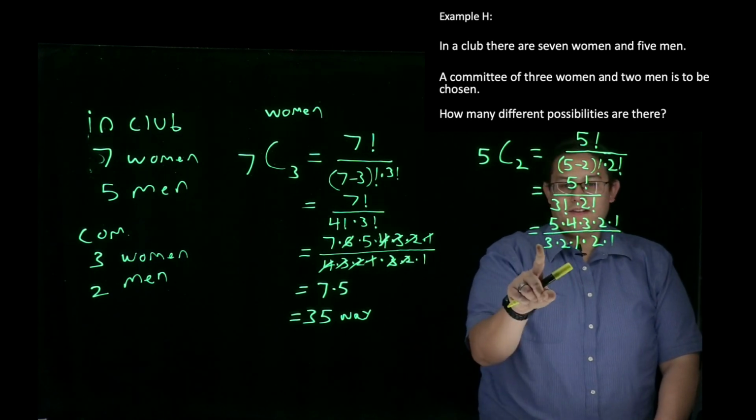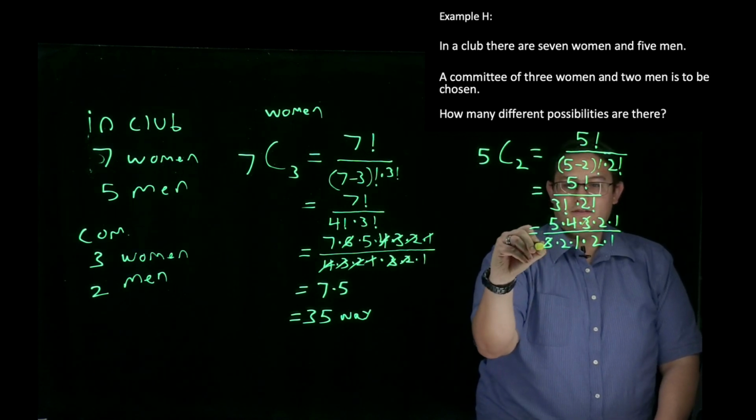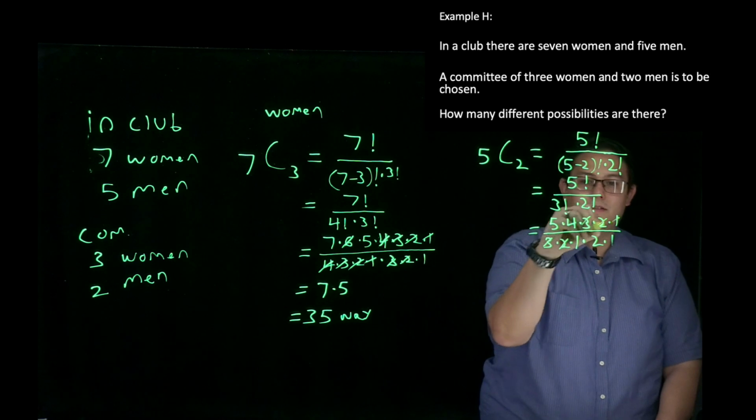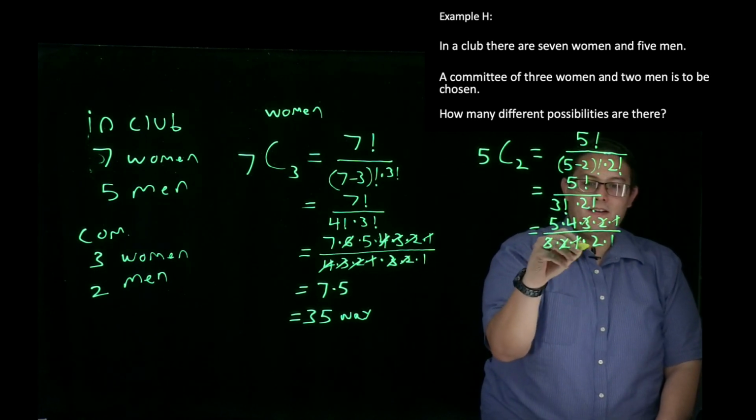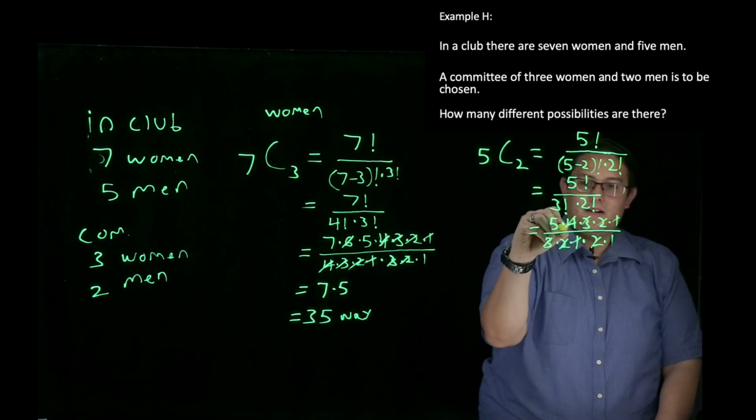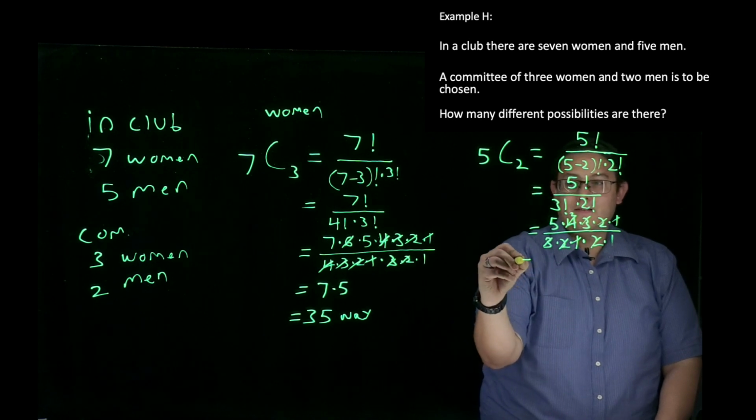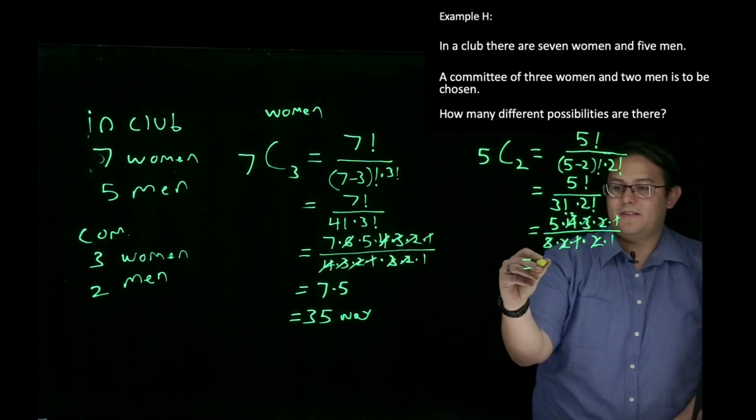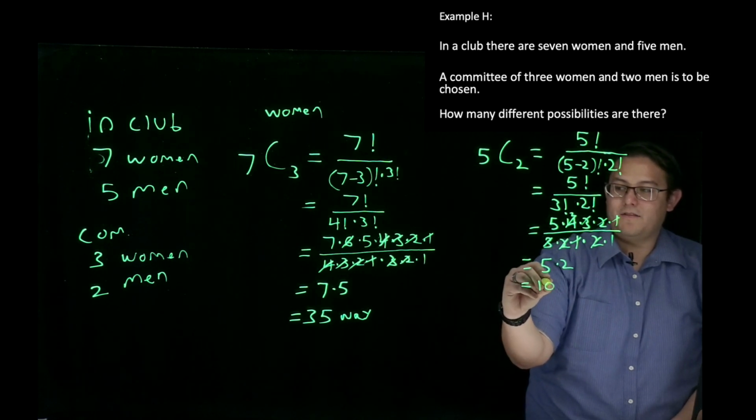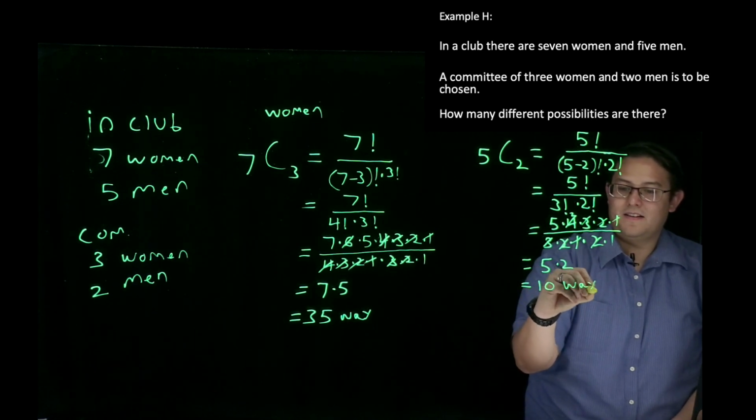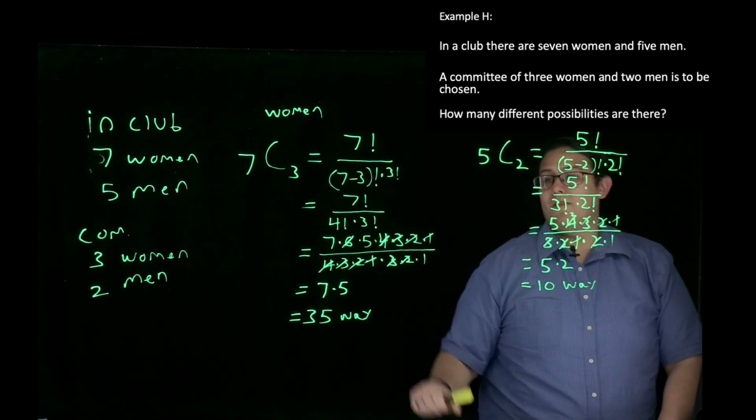Okay, so everything in the denominator will cancel out with something in the numerator. You've got 3 over 3 is 1, 2 over 2 is 1, 1 over 1 is 1, and you have a 2 left over, and 2 divides 4. So 2 goes into 4 2 times. And you don't have to worry about that 1. So all in all, we get 5 times 2, which is 10 ways. Okay, so we get 10 ways for the men, and we have 35 ways for the women.